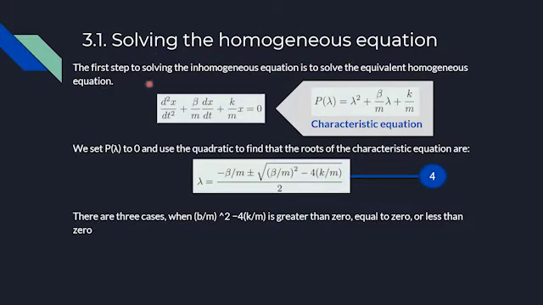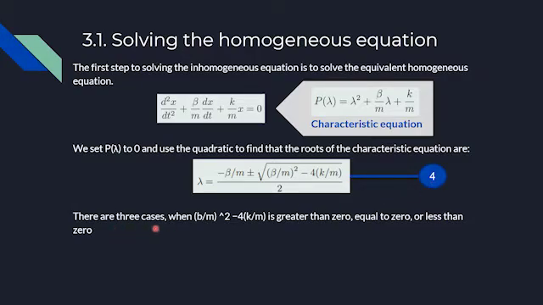The first step to solving the inhomogeneous equation is to solve the equivalent homogeneous equation. So the characteristic equation is p(lambda) equals lambda squared plus beta over m lambda plus k over m. We set p(lambda) to 0 and use the quadratic formula to find the roots of the characteristic equation like this. We call this equation 4.